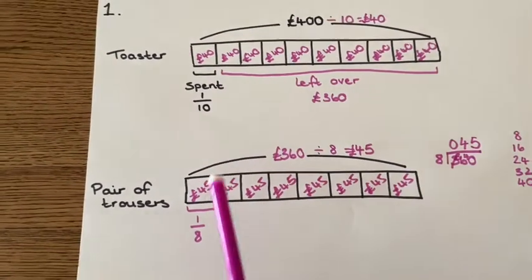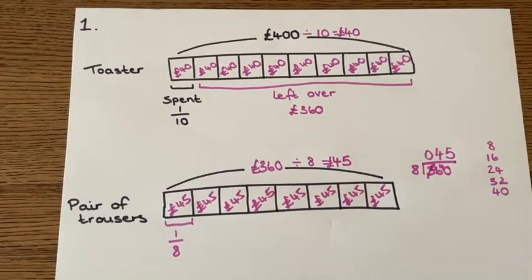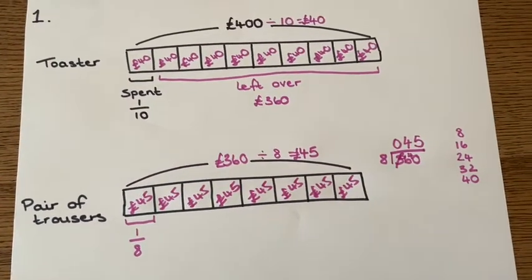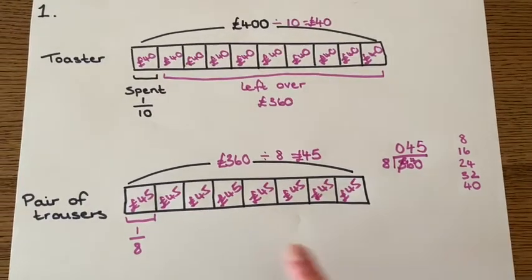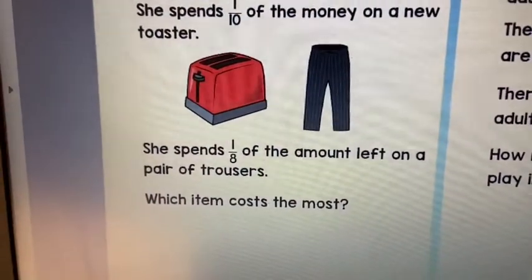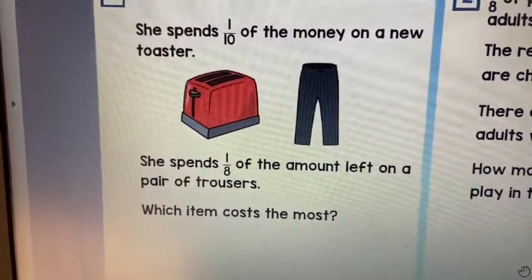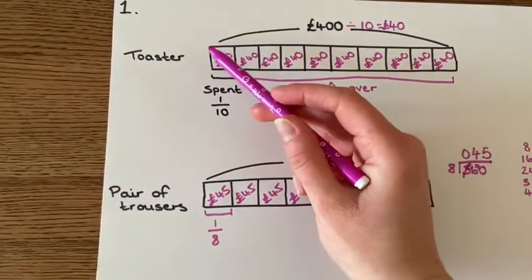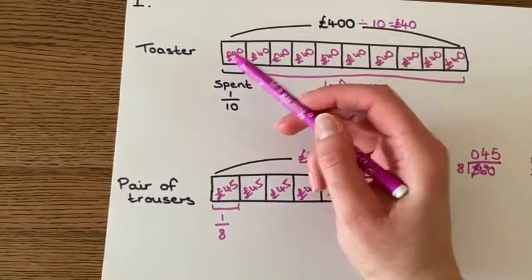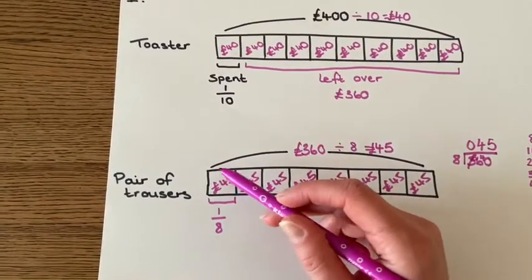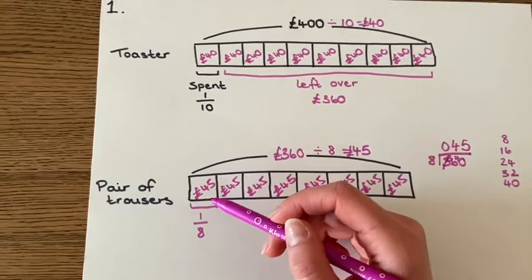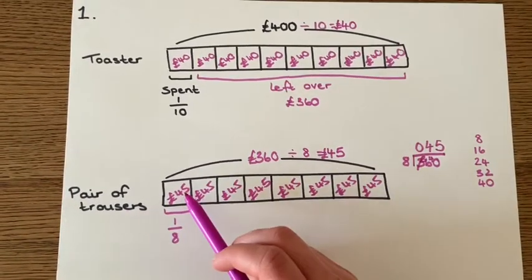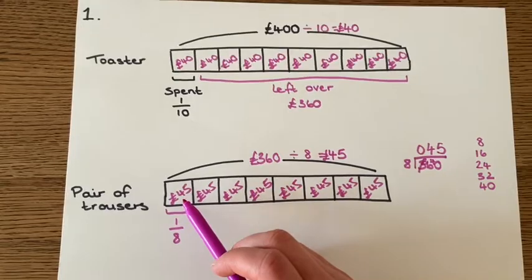Now, this was only the calculation. Remember, the fourth and final stage was to solve it. So I need to go back to the question and explain what each part of my diagram represents. So here I am. It says, if she spent an amount on a toaster and spent an amount on trousers, we can work out which item costs the most. So if we go back, we can say the toaster costs £40, which is this part of the diagram, and the trousers cost £45, this part of the diagram, and can conclude, therefore, that the pair of trousers was more expensive. It cost the most altogether.